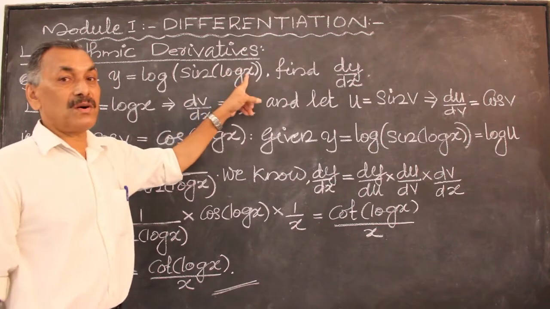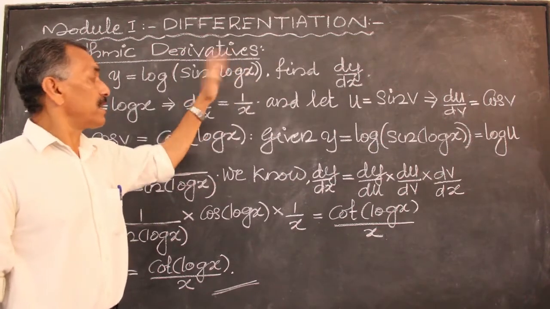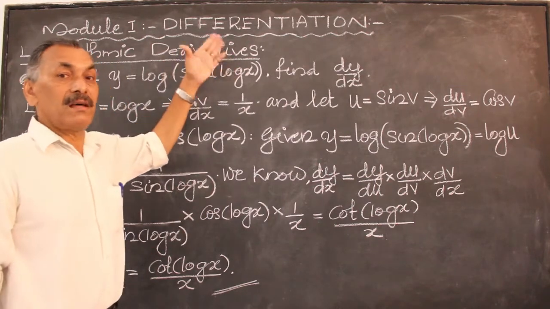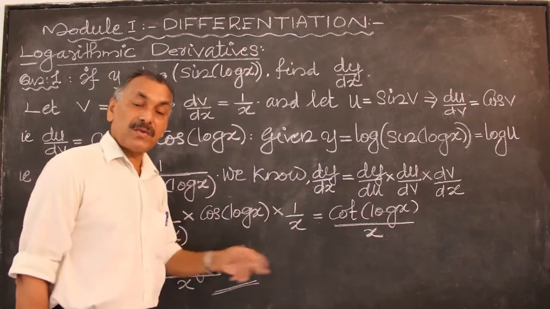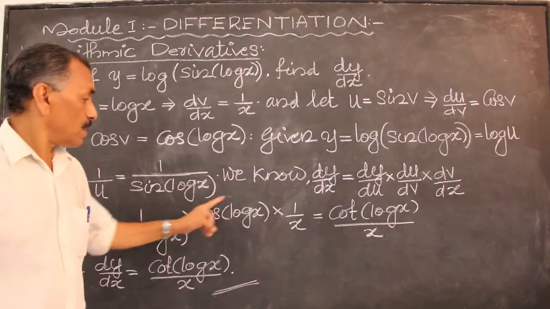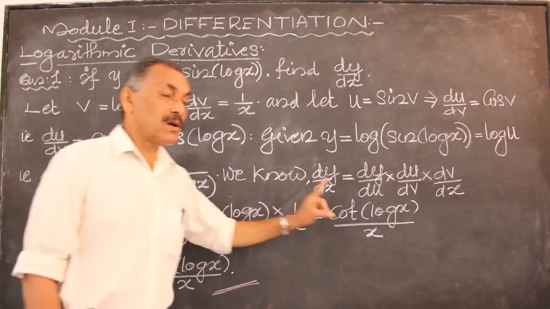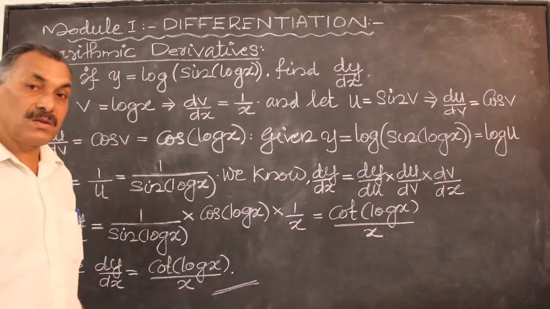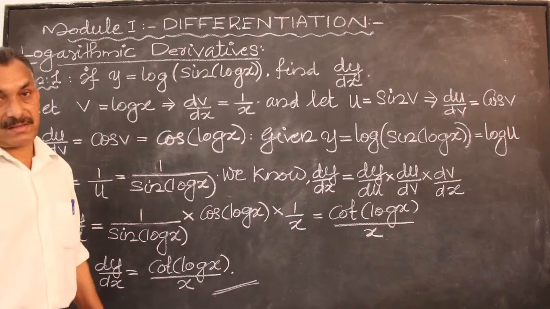Derivative of sin t is cos t. Derivative of sin log x is cos log x. Next, derivative of log x is equal to 1 by x. That is cos log x divided by sin log x, which means cot log x, divided by x. Or dy by dx is equal to cot log x by x.